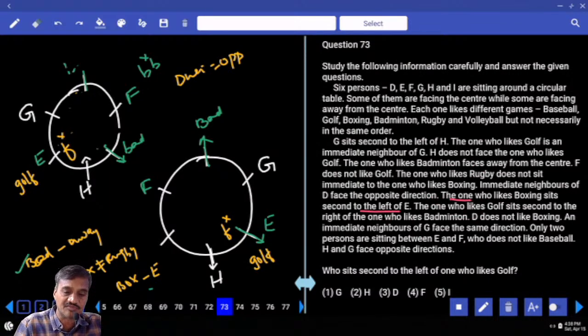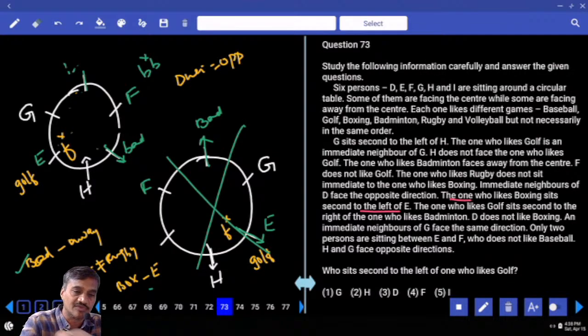Boxing seated second to the left of E, this case is completely ruled out. And boxing sits second to the left of E, boxing is here. Now second to the left of E means E must be facing towards the center. And D does not like boxing. But boxing D must be here.